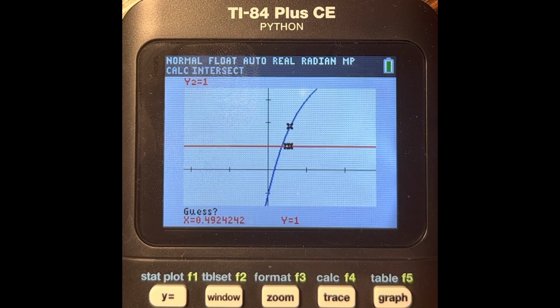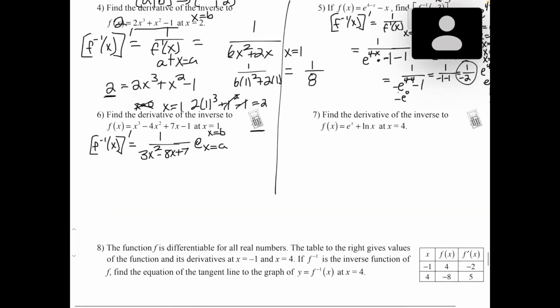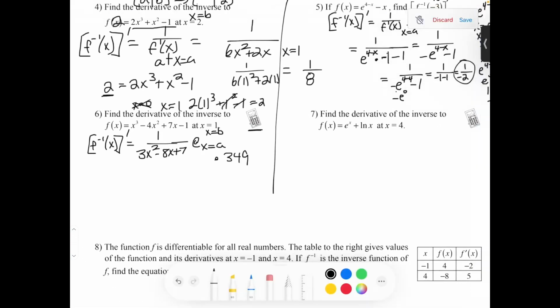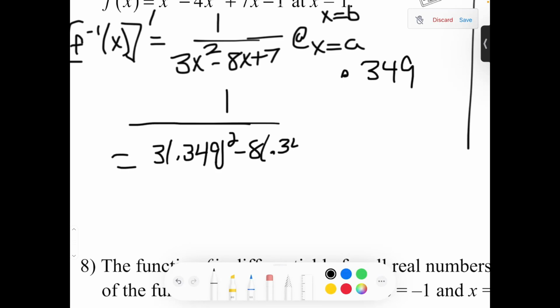It says guess. We could scroll over and get close to the point where it intersects if we wanted to. And we see that x equals 0.349. We saw from the calculator that this x equals a was 0.349. So we can plug that back in. So we get 1 over 3 times 0.349 squared minus 8 times 0.349 plus 7. And you can type that in the calculator.